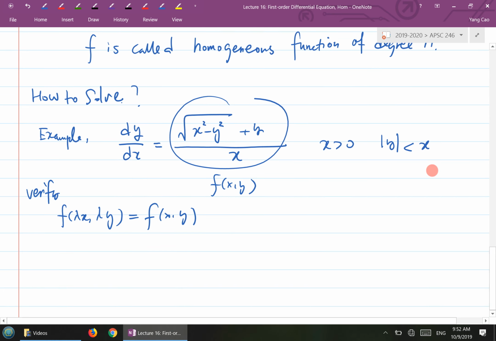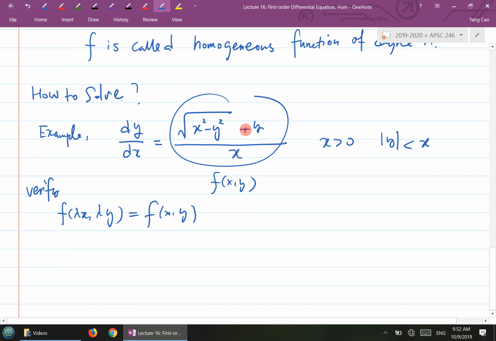Once you verify that, we'll go through the approach that we're going to take. For the term f of x, y here, we'll try to write it in the following format. Basically, to write this function f of x, y into a function of y over x. That's what we're going to try to do.